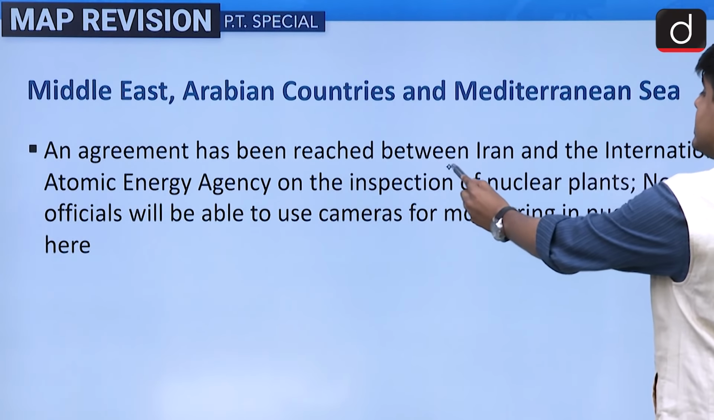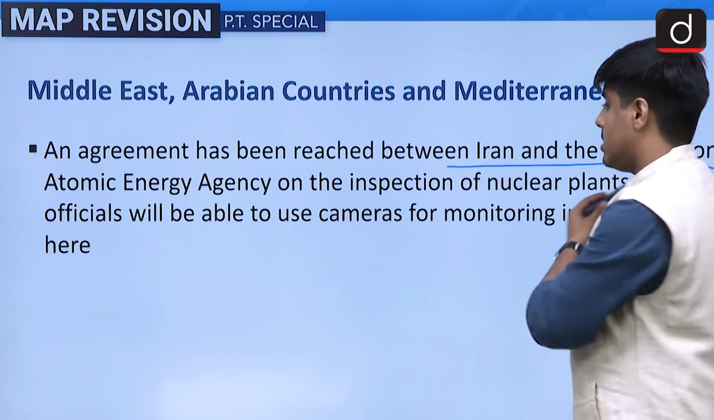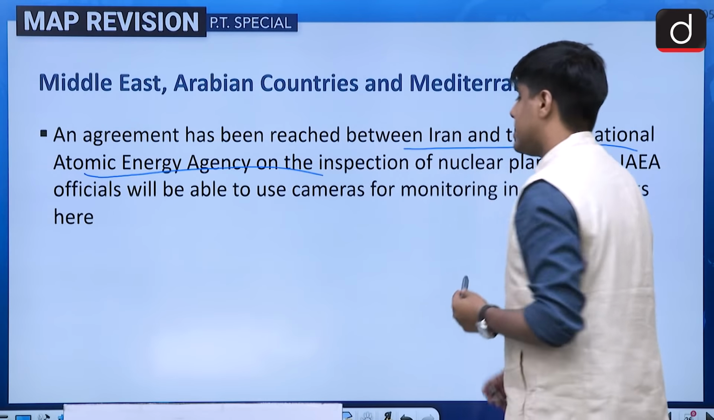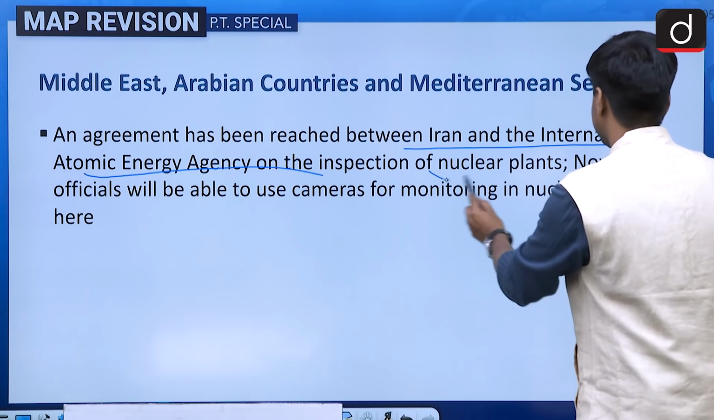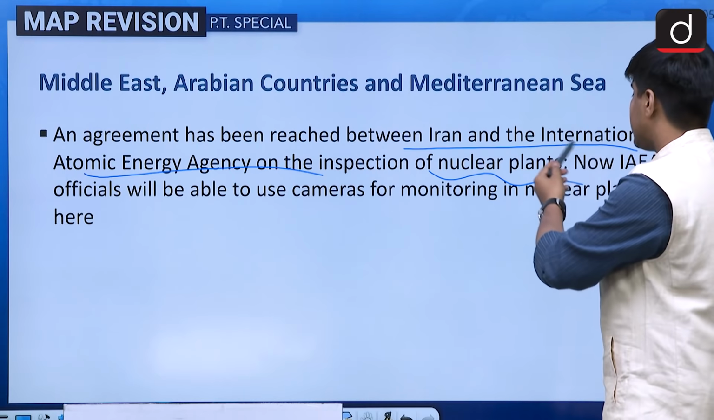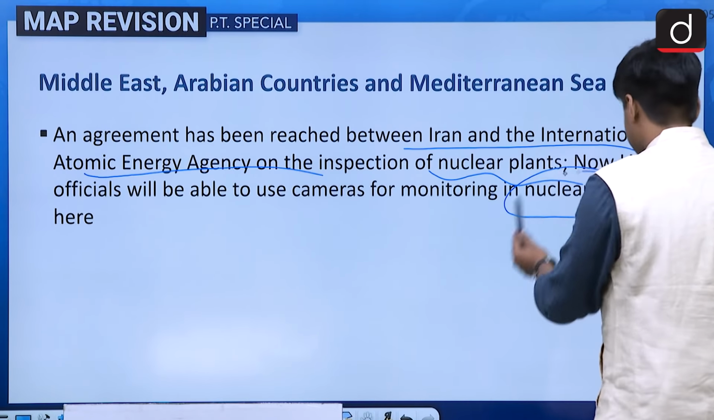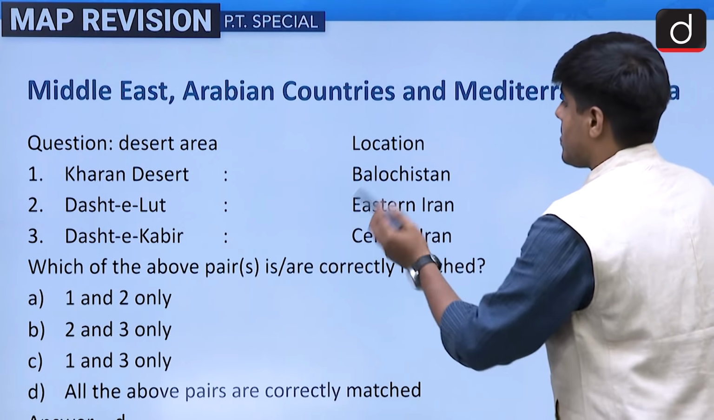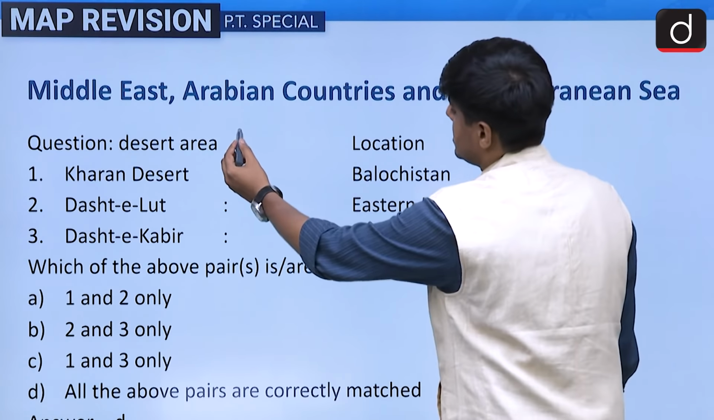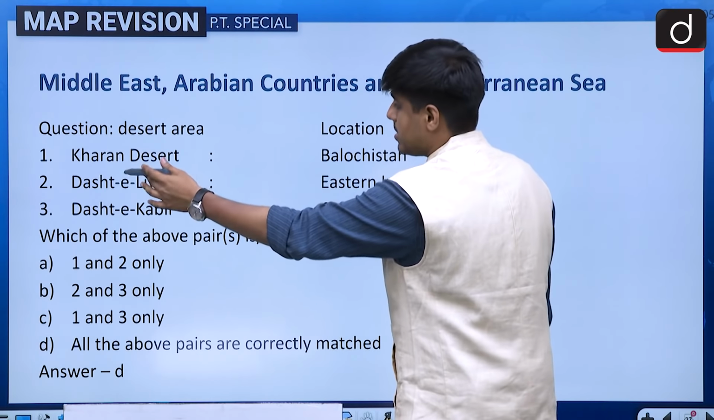Now, recently an agreement was reached between Iran and the IAEA, the International Atomic Energy Agency, on the inspection of nuclear plants. Now the IAEA will be able to monitor the nuclear plants here. So, again a question based on the geography of Iran and the nearby regions.